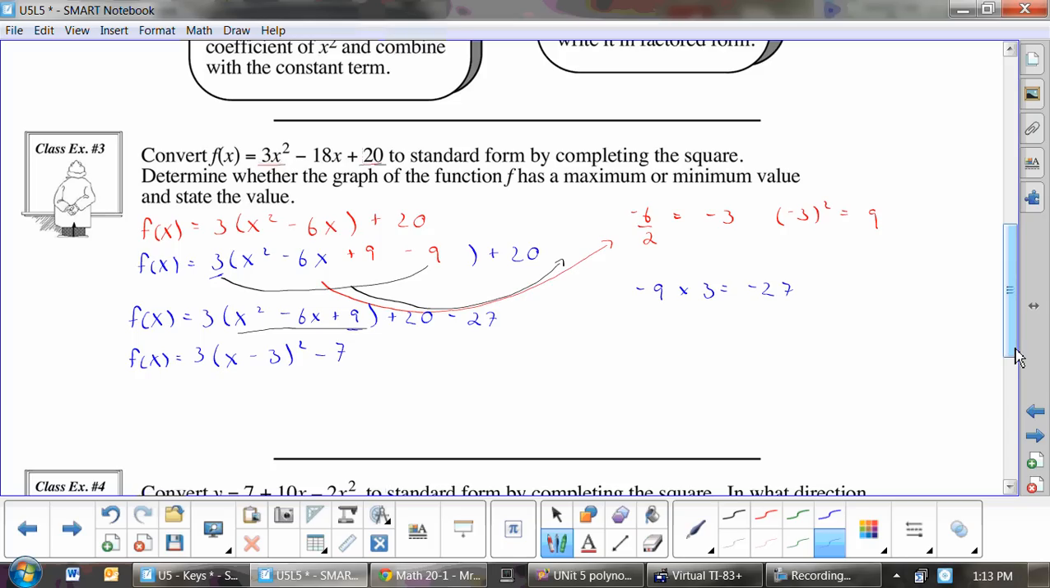Okay. So because our 3 here is a positive, that means we have a minimum, right? So it's going to look like this. Our vertex is (3, −7). So it'll be like this. Minimum is 7. Yeah. Minimum is negative 7.